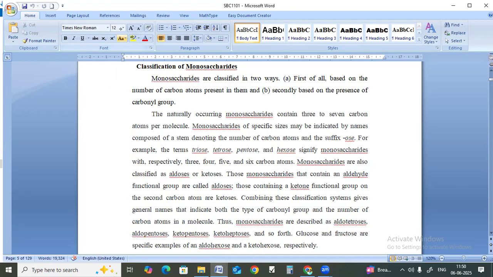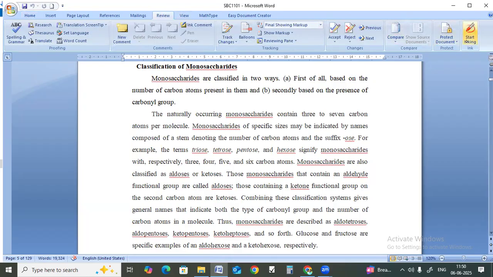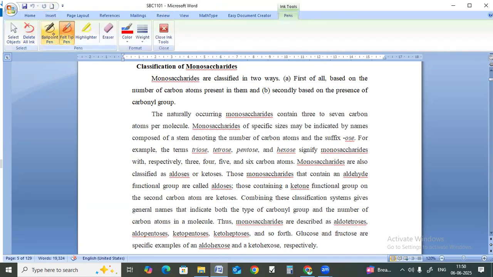Whenever we are denoting carbohydrates, they contain the suffix -ose, and they can be classified depending upon the number of carbon atoms. Based on that, these are considered as trioses, tetroses and pentoses. Triose means a 3 carbon atom containing compound, whereas tetroses are 4 carbon compounds, pentoses are 5 carbon compounds, whereas hexoses are 6 carbon compounds.